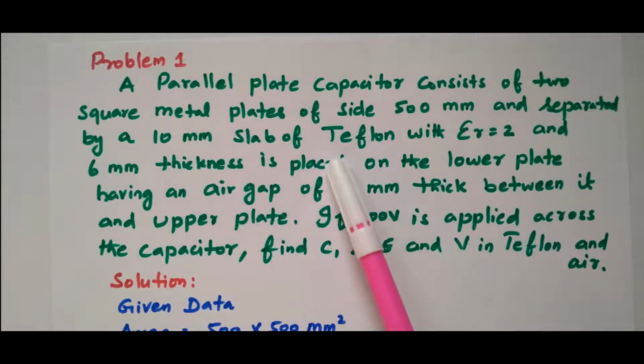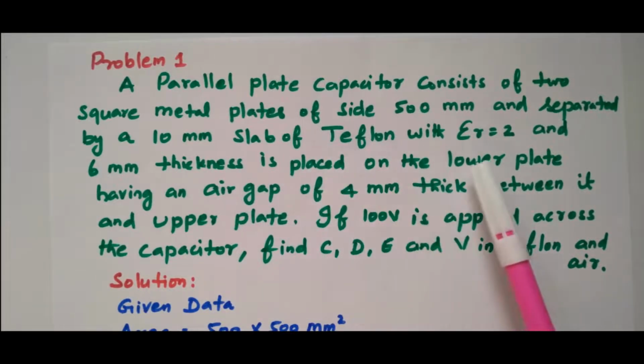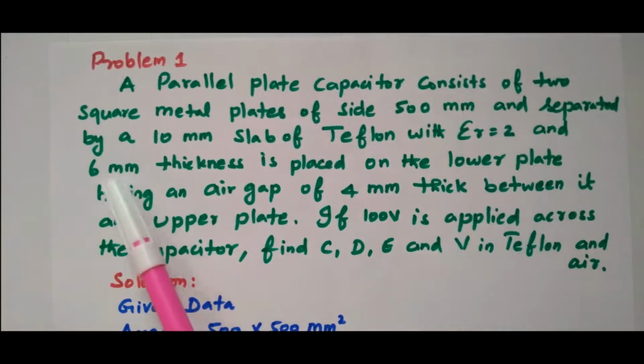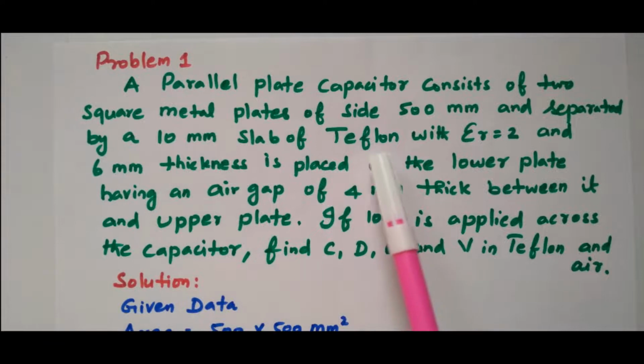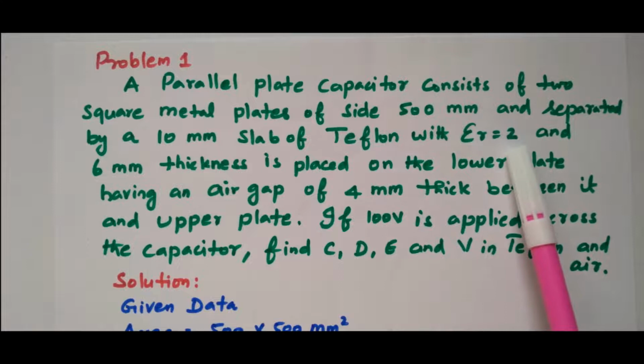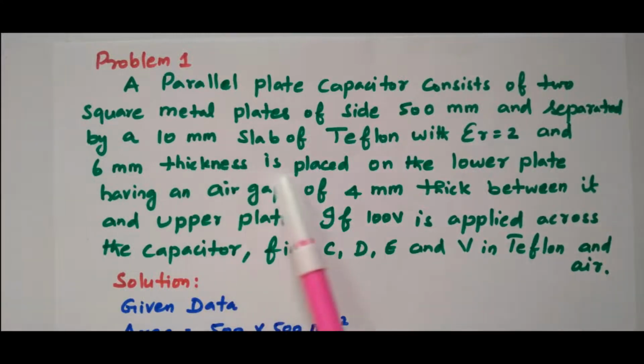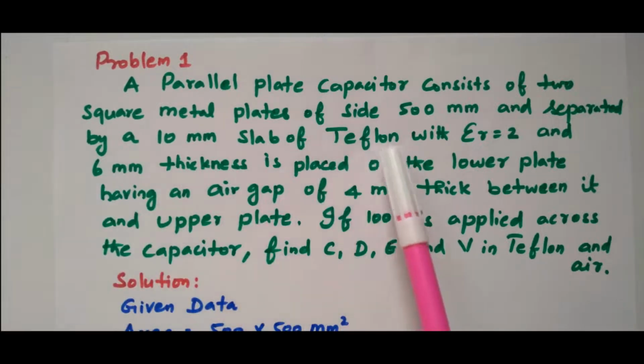In this, the Teflon is available with epsilon r equal to 2 for a thickness of 6 millimeter. Out of 10 millimeter, 6 millimeter is available with the dielectric material called Teflon, with epsilon r equal to 2, and is placed on the lower plate having an air gap of 4 millimeter. So the remaining 4 millimeter will be air gap. So total 10 millimeter. Out of 10 millimeter, 6 millimeter is Teflon with epsilon r equal to 2. Remaining 4 millimeter will be air gap, right?